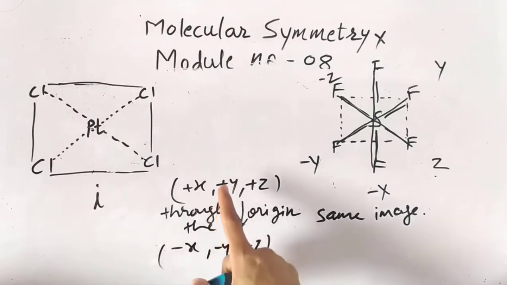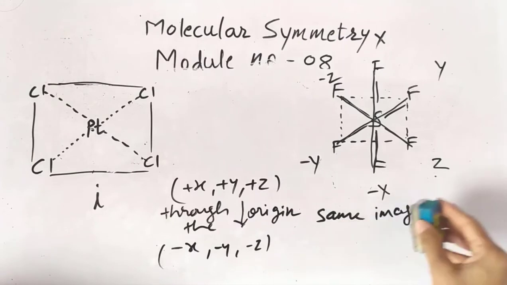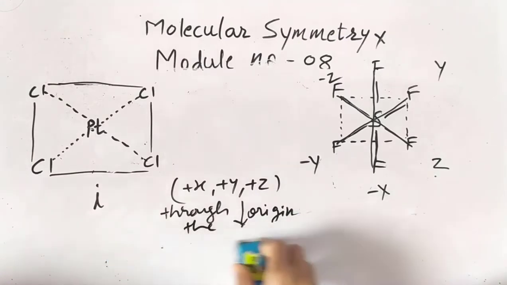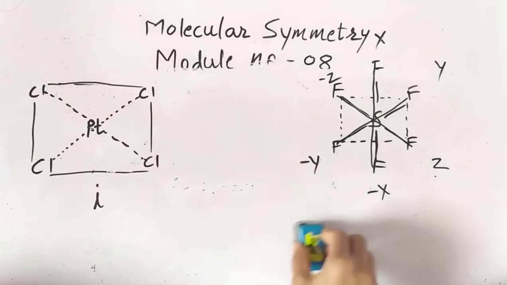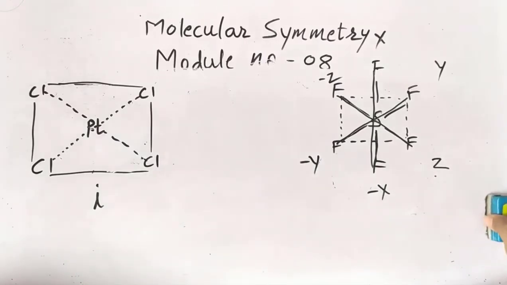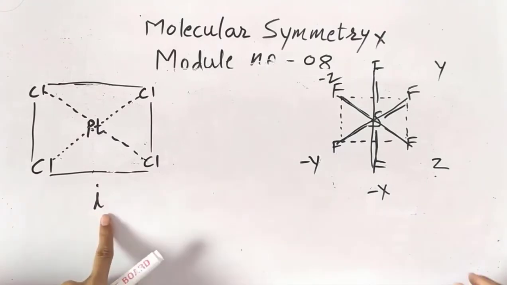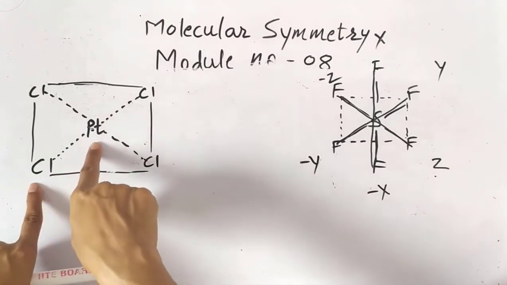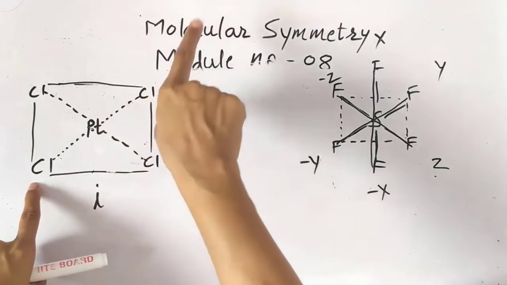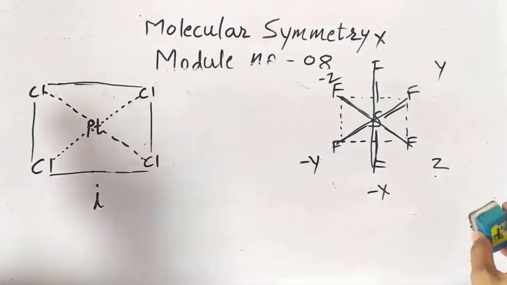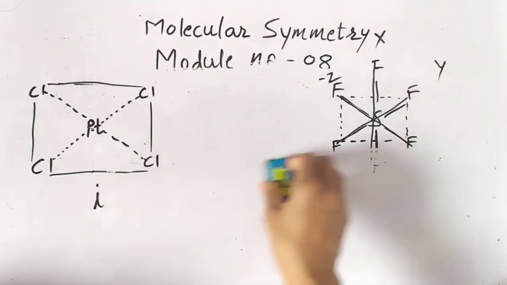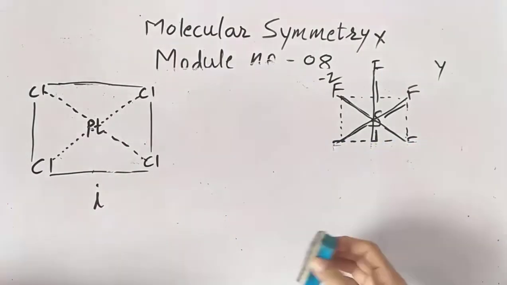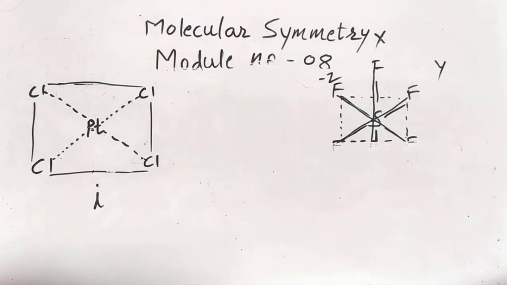If you find this definition hard, you can remember the previous simple definition that I told you. In that way also, you can judge whether I is present in a molecule or not, simply by drawing a line passing through the center at equidistance and in the opposite direction. If the same atom is present, then the symmetry element I is present in the molecule.